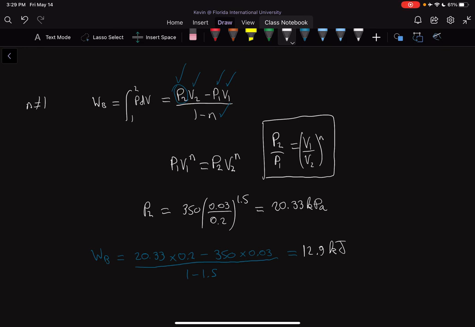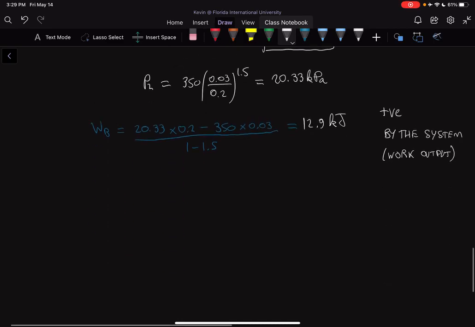So this means that the work was positive. And what that means is that the work was done by the system. And what work by the system means is that we have some work output. Our piston cylinder assembly, our piston is moving up.